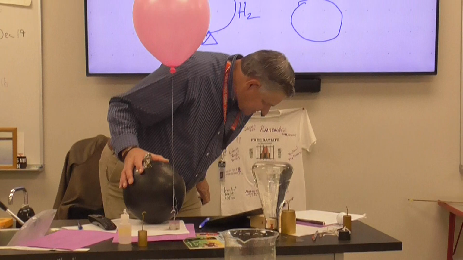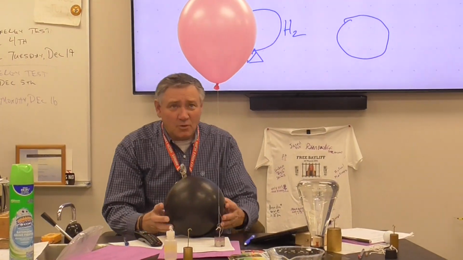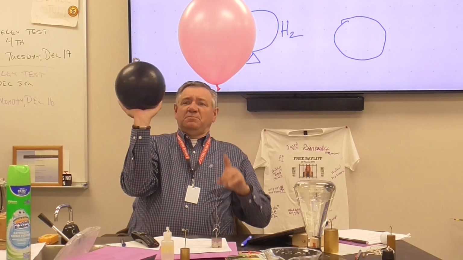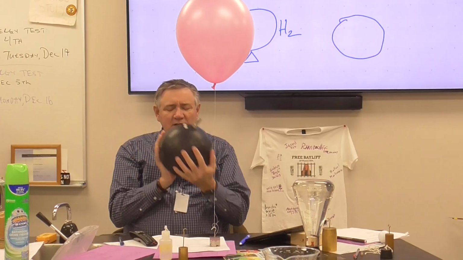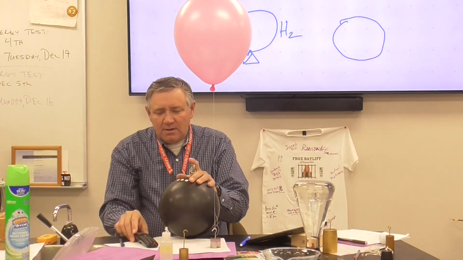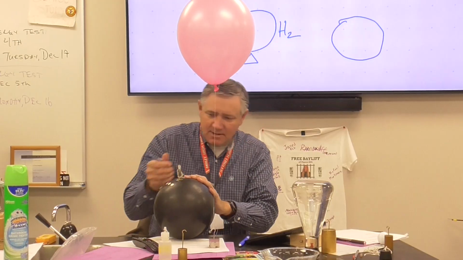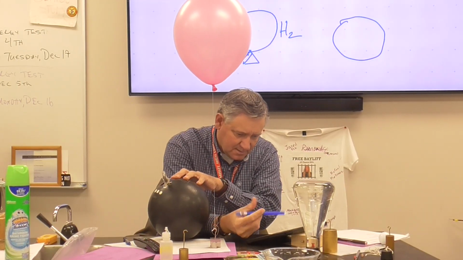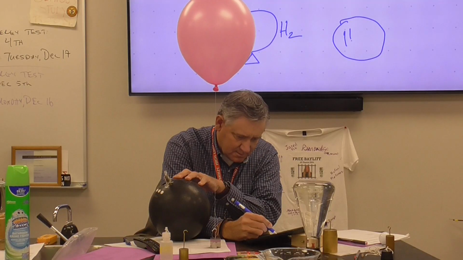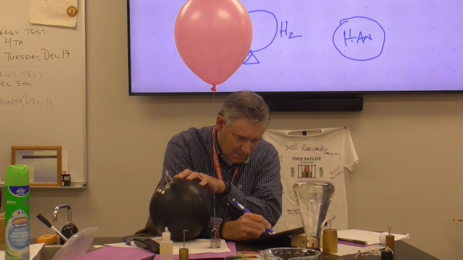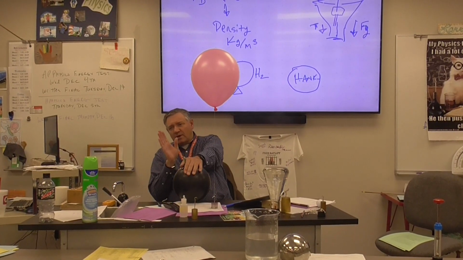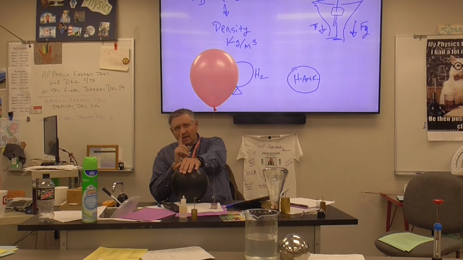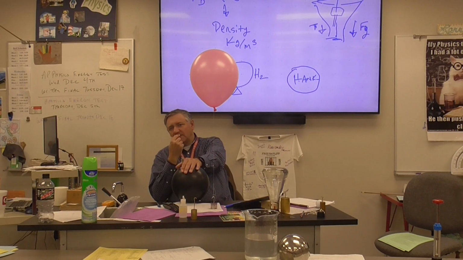So, for the sake of argument, and it isn't horribly different, let's assume that the balloon and Hank have the same volume. They're off by a little bit, but not a whole lot. So I've got Hank, and I've got the balloon. I just moved the camera over to you so they can see it. So here's the question. Which one will have the greater buoyant force? Hank or the balloon? Or is it the same?